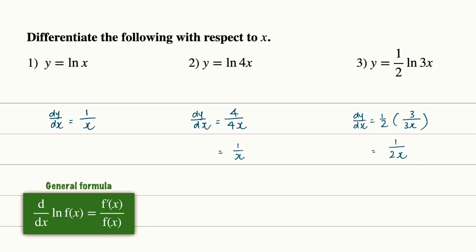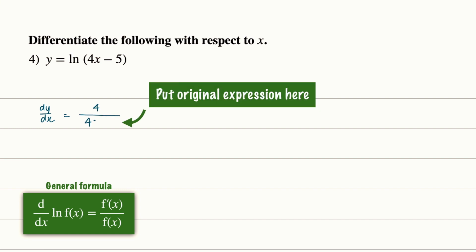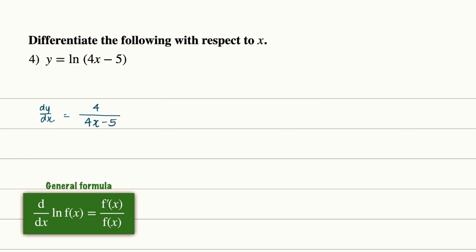Now, if you have more than one term in an expression, not to worry, the principles are the same. In this case, let's differentiate 4x minus 5 first to give us a value of 4, and always put the original expression at the denominator, which is 4x minus 5. And there you have it. This is the derivative of ln(4x minus 5).